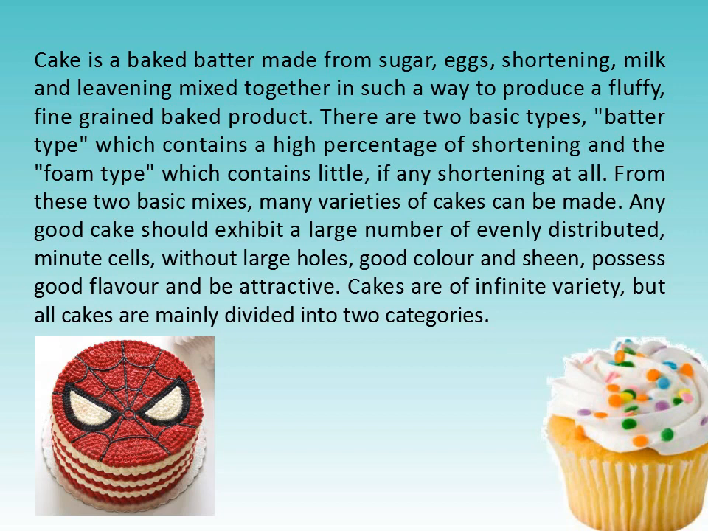There are two basic types: batter type, which contains a high percentage of shortening, and the foam type, which contains little, if any, shortening at all. From these two basic mixes, many varieties of cakes can be made. Any good cake should exhibit a large number of evenly distributed, minute cells, without large holes, good color and sheen, possess good flavor and be attractive.